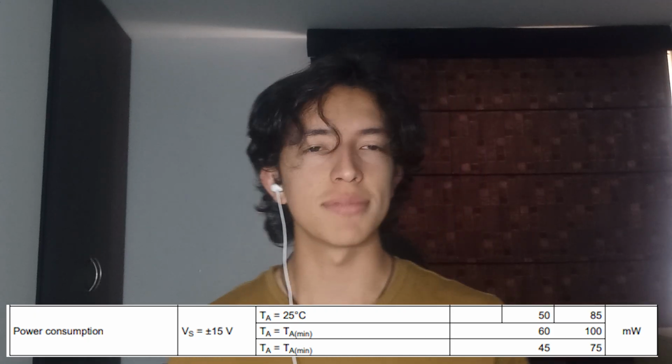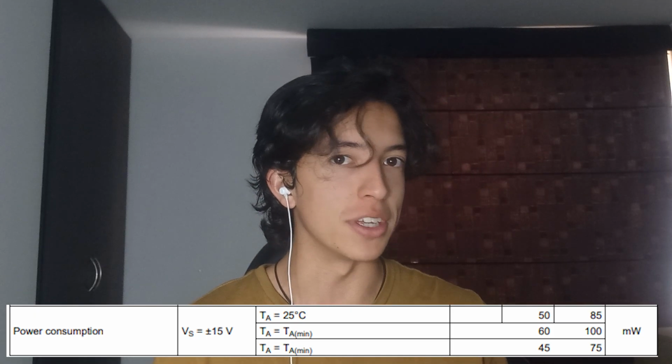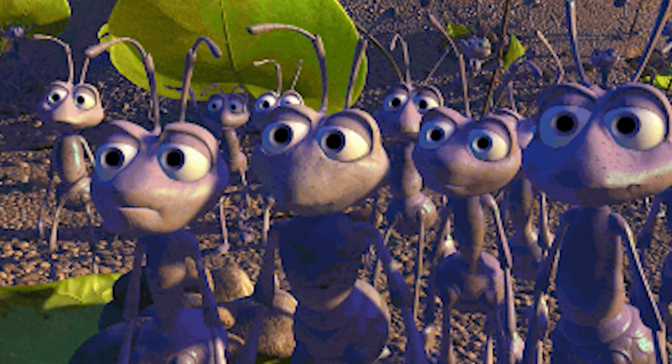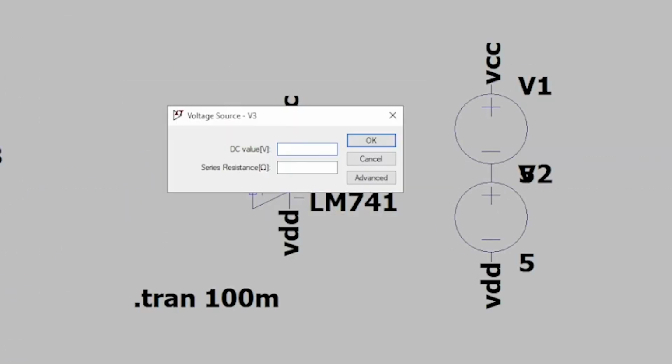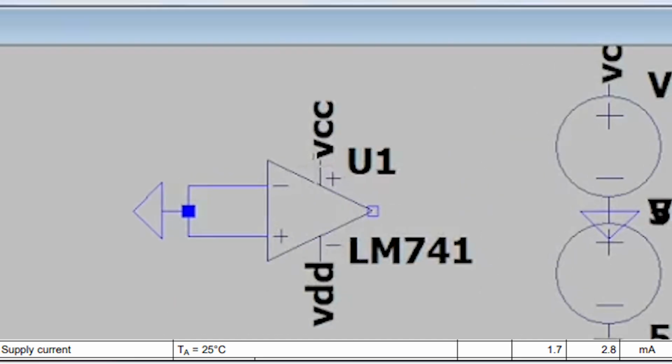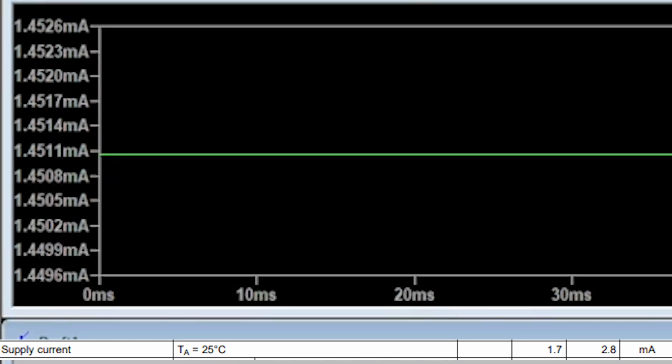First of all, we have power consumption and supply currents. Well, what does this mean? This is just the amount of power you need to turn it on. And yeah, that's about it. Here, let me show you. Here, I set up a circuit so that you can see how much current the op-amp requires. In this case, you can see that the current is about 1.4 milliamps, while the one on the datasheet is actually between 1.7 and 2.8 milliamps.